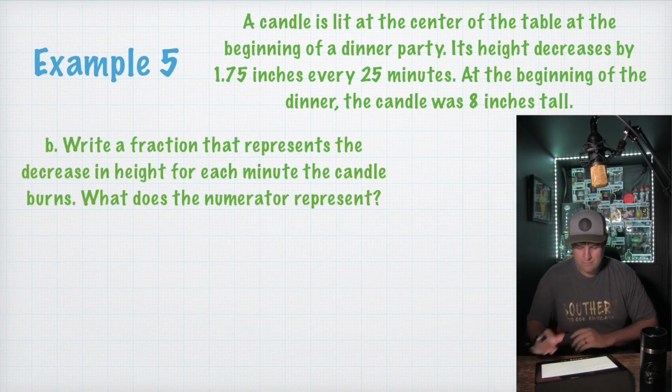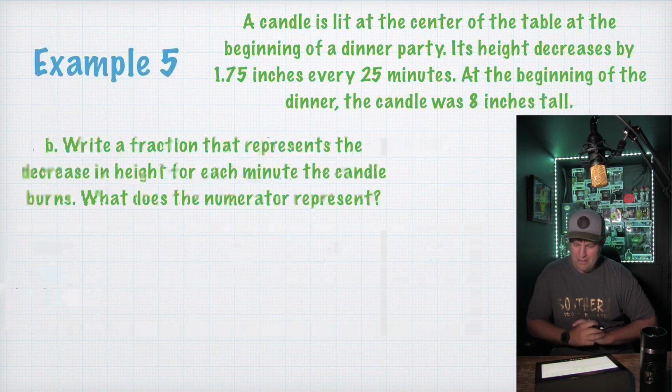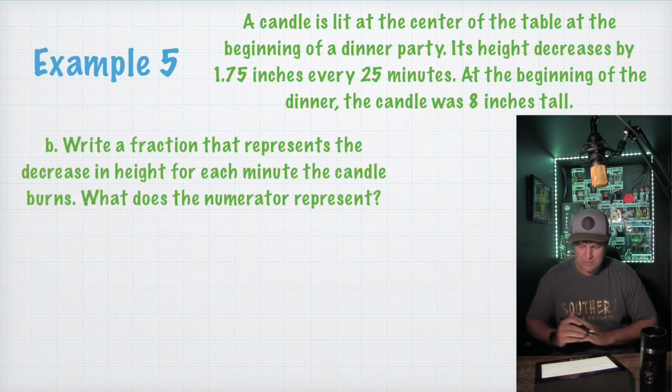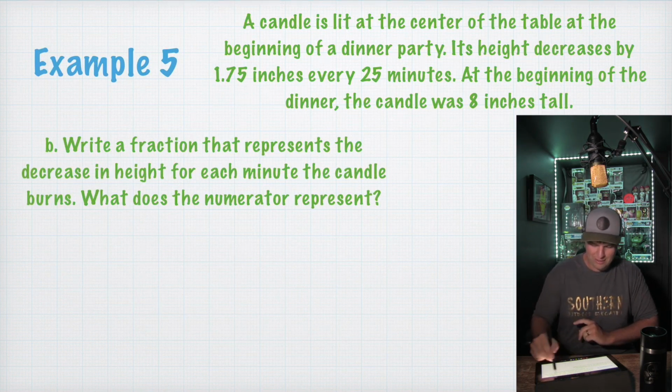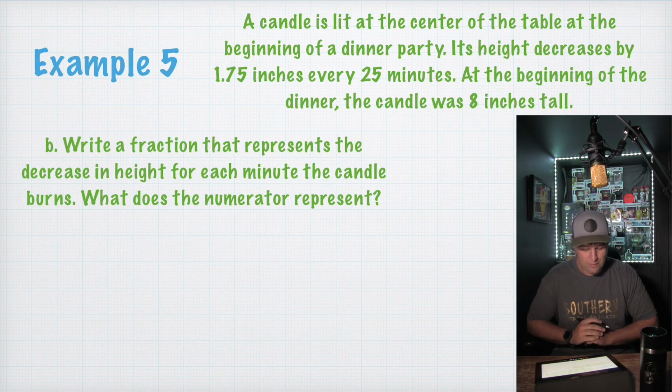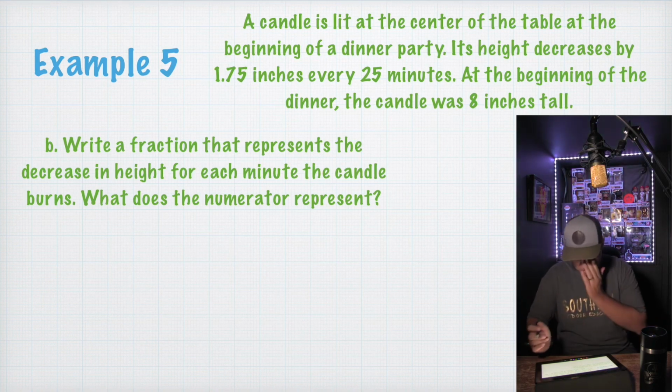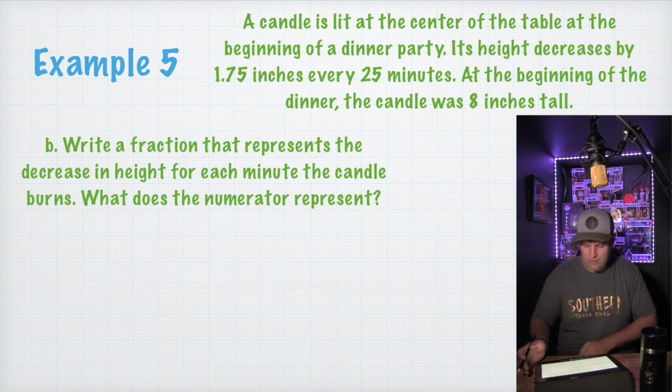Let's keep going. A candle is lit at the center of the table at the beginning of a dinner party. Its height decreases by 1.75 inches every 25 minutes. At the beginning of the dinner, the candle was 8 inches tall. Same information we had on the last slide. Write a fraction that represents the decrease in height for each minute the candle burns. What does the numerator represent?